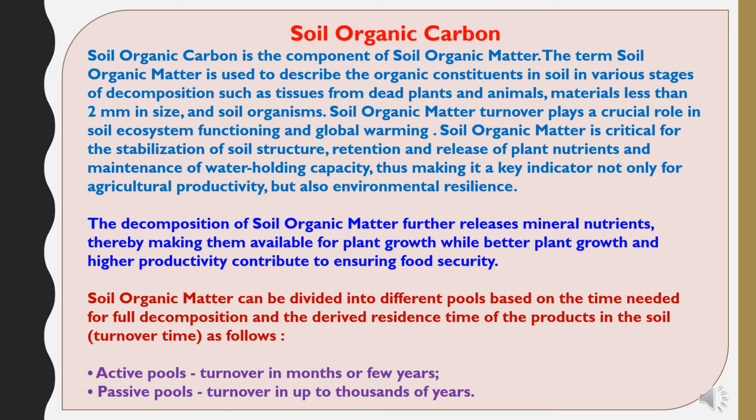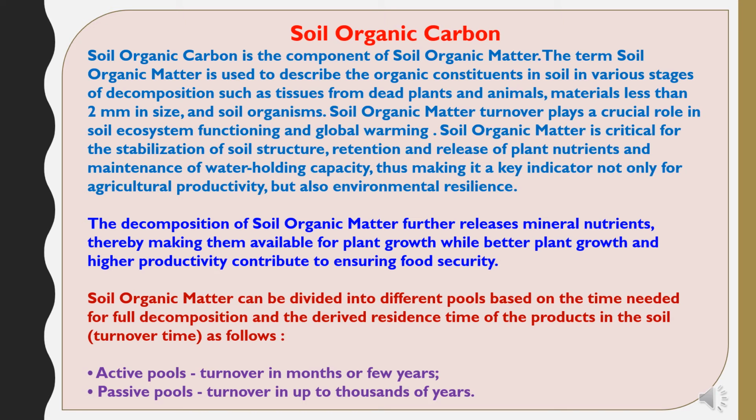Soil organic matter is critical for the stabilization of soil structure, retention and release of plant nutrients, and maintenance of water holding capacity, thus making it a key indicator not only for agriculture productivity but also environmental resilience. The decomposition of soil organic matter further releases mineral nutrients, thereby making them available for plant growth, while better plant growth and higher productivity contribute to ensuring food security.